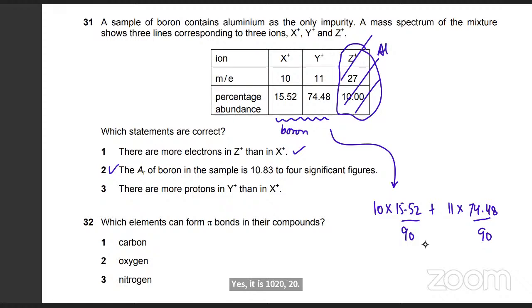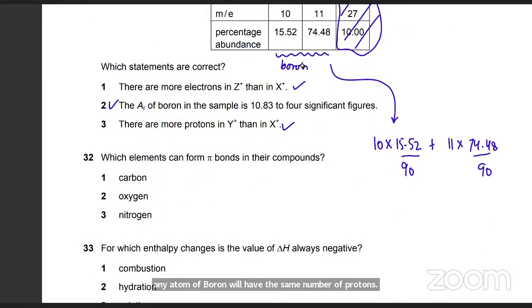Then the third one: there are more protons in Y plus 1 than in X plus 1. Is that true? No sir, it's wrong. Because they are both borons, right? So any atom of boron will have the same number of protons. The only difference in isotopes is the number of neutrons. They always have the same number of protons. So that's wrong.